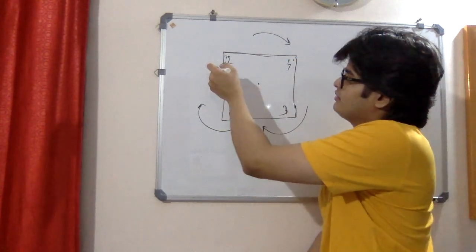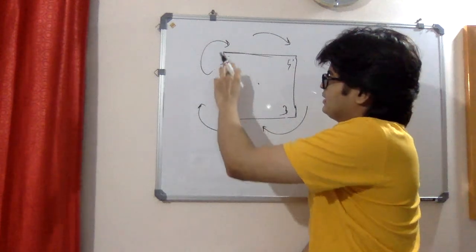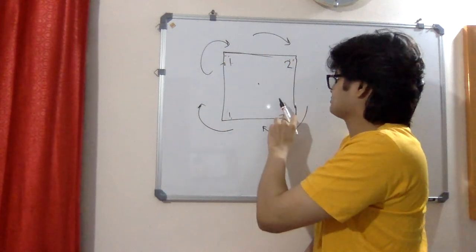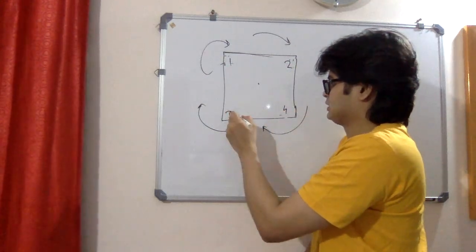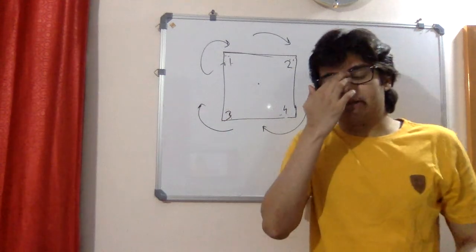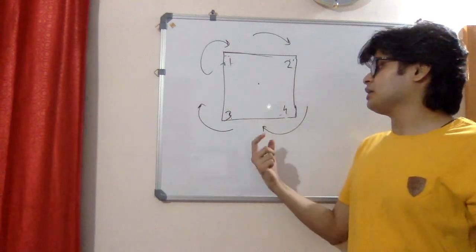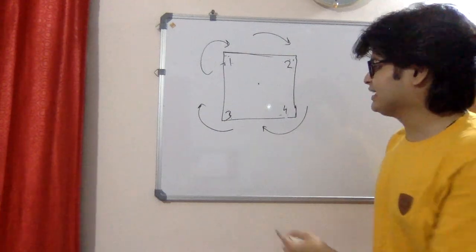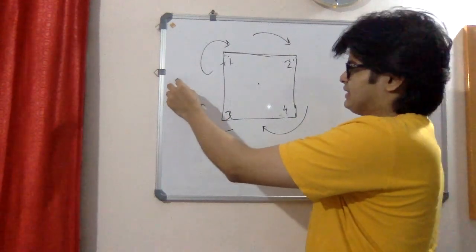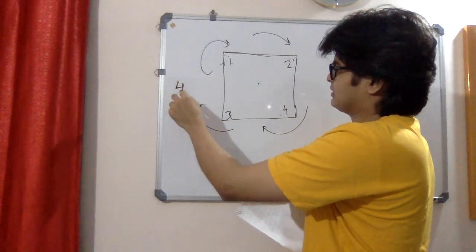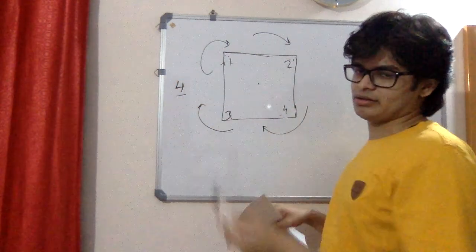And similarly, again rotating it, we come back to where we started from. So after a complete 360-degree rotation, we end up where we started. So we can say that there are 4 symmetries in this sense.